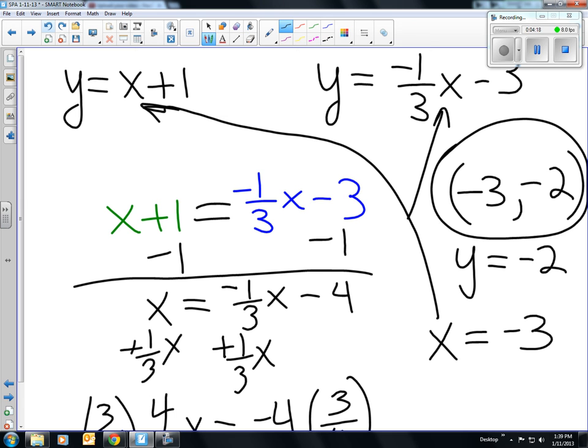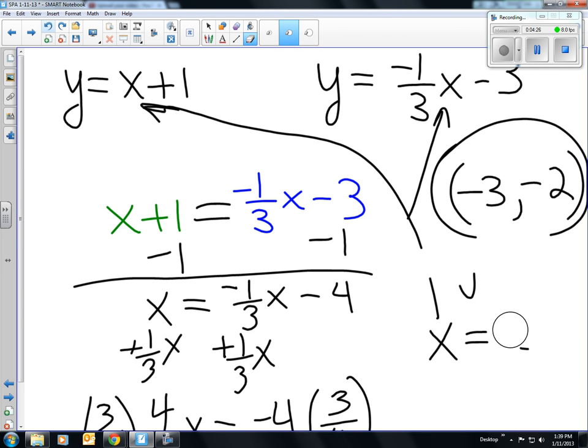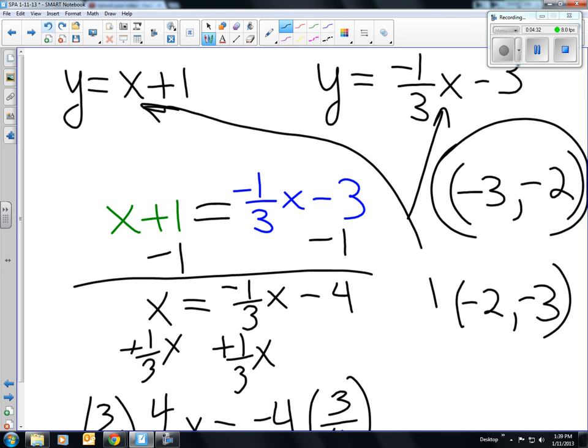Many mistakes that are made at the end, especially on multiple choice tests, are that students want to flip that ordered pair. They want to write it as -2, -3. And that usually is one of the options on a multiple choice test, is flipping those two. So make sure you're paying attention to where the x and the y go.